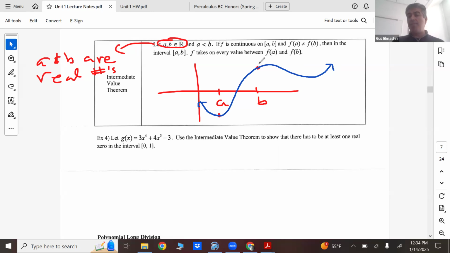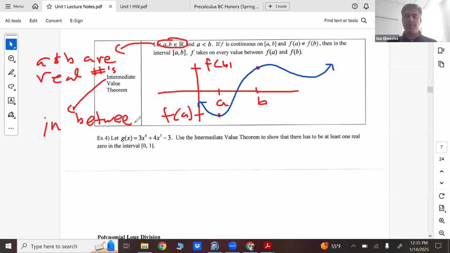F of A is the Y value at A. F of B is the Y value at B. Are those Y values the same? Nope, they're totally different. In fact, F of B is positive and F of A is negative. You don't have to make it that way, but I just felt like it. Then in the interval from A to B, this is the intermediate value theorem. Intermediate means in between, right? When you think of the word intermediate, you think of the middle, like if you're at an intermediate level for a certain skill, you're in between. Then F takes on every value between F of A and F of B.